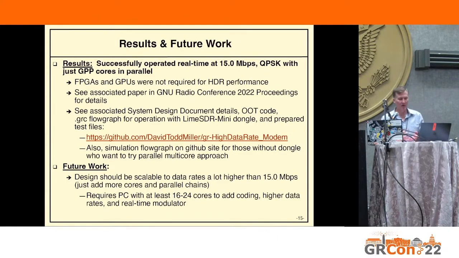So, the future work, I think this is scalable to even higher data rates. Just add more cores, add parallel chains, add more of them. If I had 16 to 24 cores in a PC, and I think maybe that will be available with consumer desktops, or at least 24 cores maybe in the next year. You can add some coding and maybe do that in parallel, put together a real-time modulator, which might take a few cores to do, and higher data rates. So that pretty much is it.